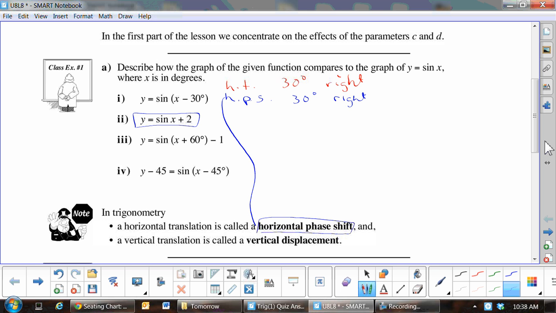Now, we also have different wording for when that messes with the y. Now, can you see why that 2 does not belong to the x? There's no brackets. And you just can't put things in like that, okay? So this is the same thing as y minus 2 equals sine x. So then I know y got replaced with y minus 2. So that was a vertical translation 2 units up, right? Now we're going to call it a vertical displacement, 2 units up for trig.